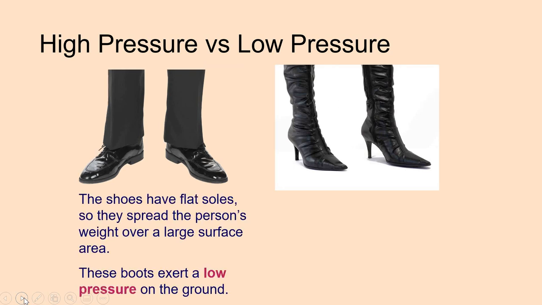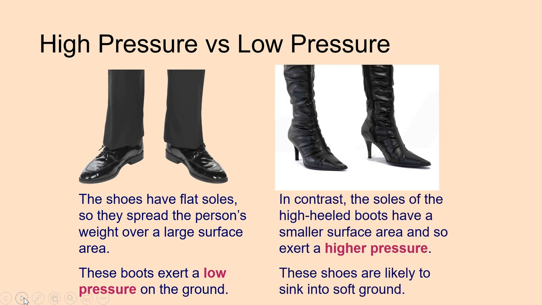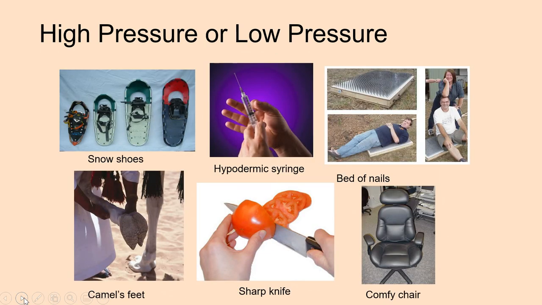The shoes that have flat soles spread the person's weight over a large surface area. These boots exert a low pressure on the ground. In contrast, the soles of the high-heeled boots have a smaller surface area and so exert a higher pressure. These shoes are likely to sink into soft ground. Have a look at these different examples of objects that take advantage of pressure. Which ones want low pressure and which ones want high pressure? See if you can work out why.